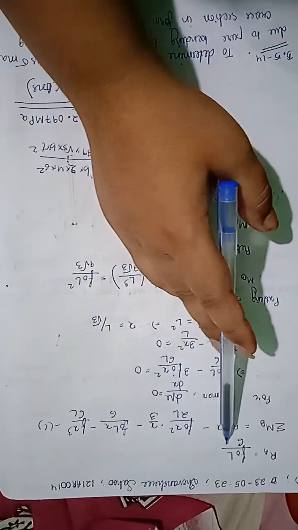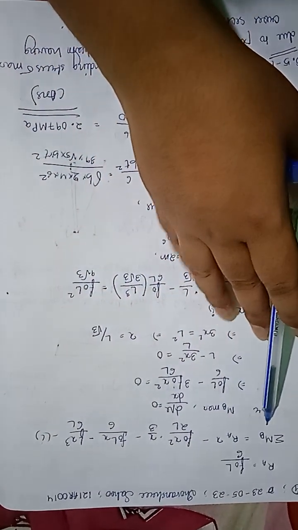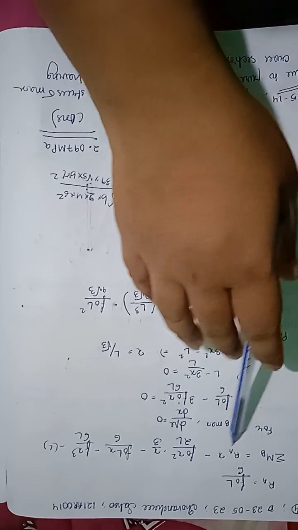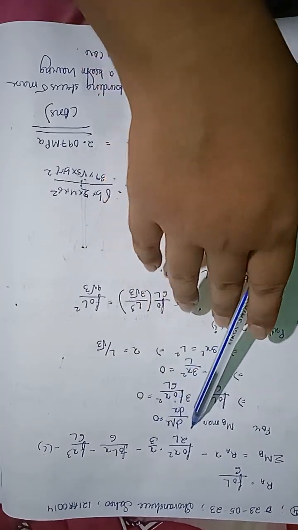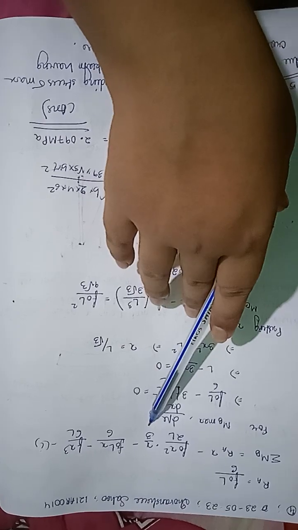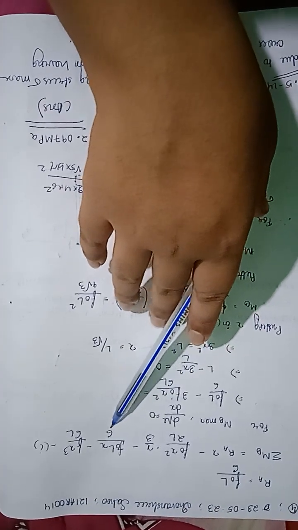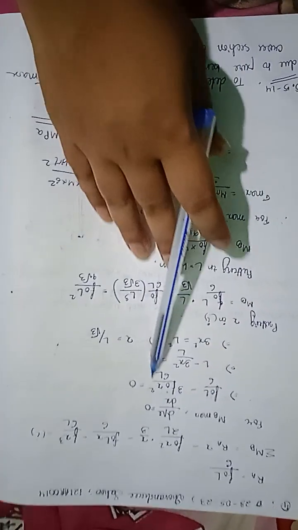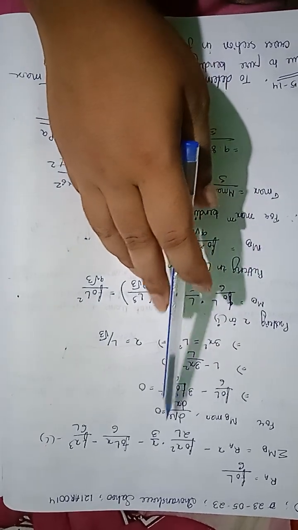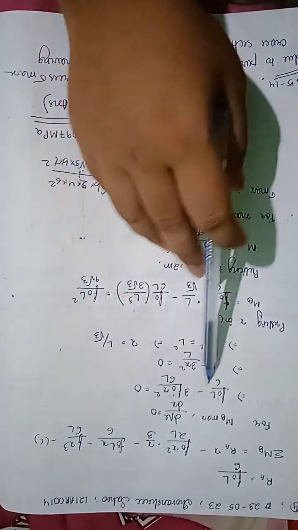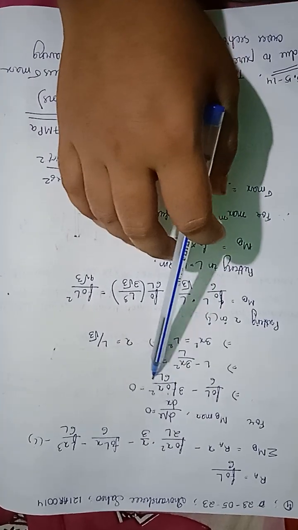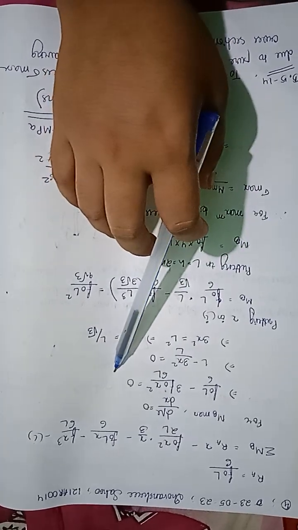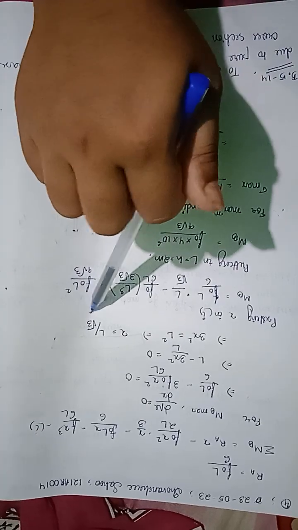So RA is equal to F naught L by 6, and summation of moment with respect to point B is equal to RA x minus F naught x square by 12 into x by 3, minus F naught L into x by 6 minus x cube by 6L. So for MB max, dM by dx equals to 0. So F naught L by 6 minus 3 F naught x square by 6L equals to 0, then x is equal to L by 3.